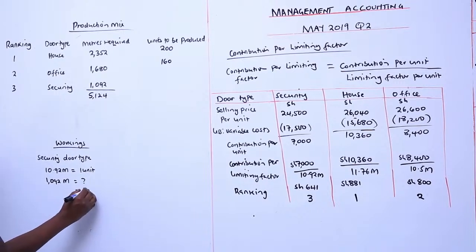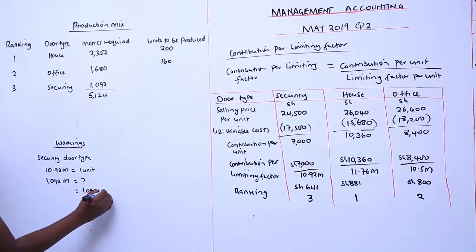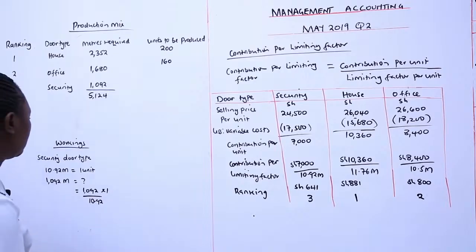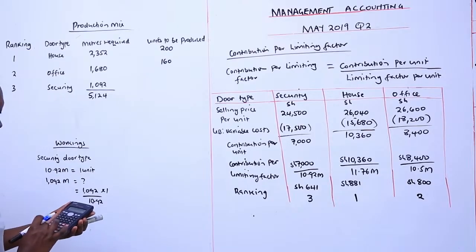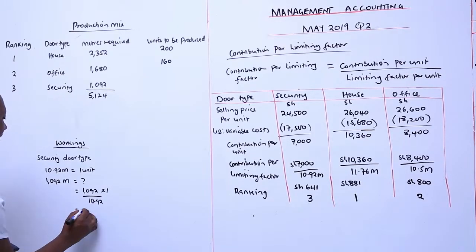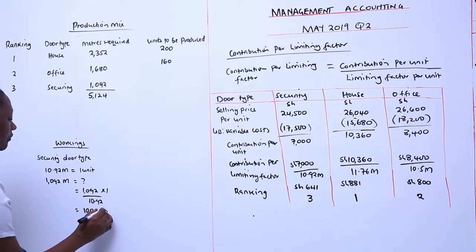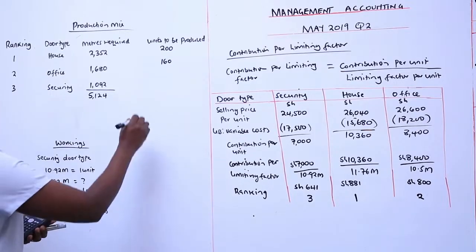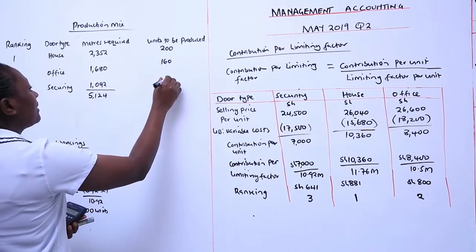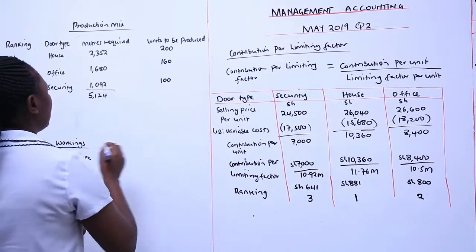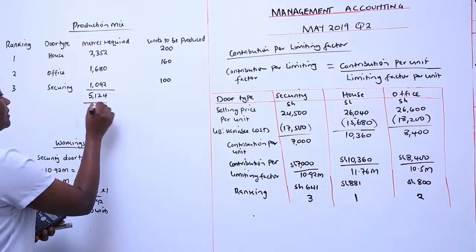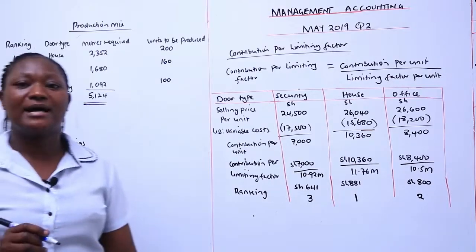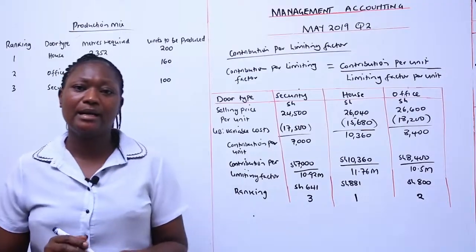So we are simply taking 1,092, we multiply by 1, we divide by 10.92 to know the number of units that we'll produce because of the limited meters. And this will give us 100 units. So meaning we can only produce half of the units, and therefore we are only producing 100 units of this product. And this is how we were to answer this question number 2.